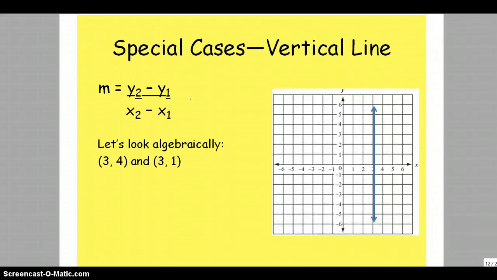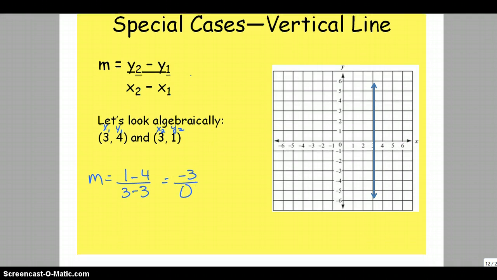Okay, your second special case is a vertical line. So again, let's take a look. I'm just going to do x1, y1, x2, y2, just to make sure I put everything where it goes. Slope is equal to 1 minus 4 over 3 minus 3. 1 minus 4 gives me negative 3 over 0.